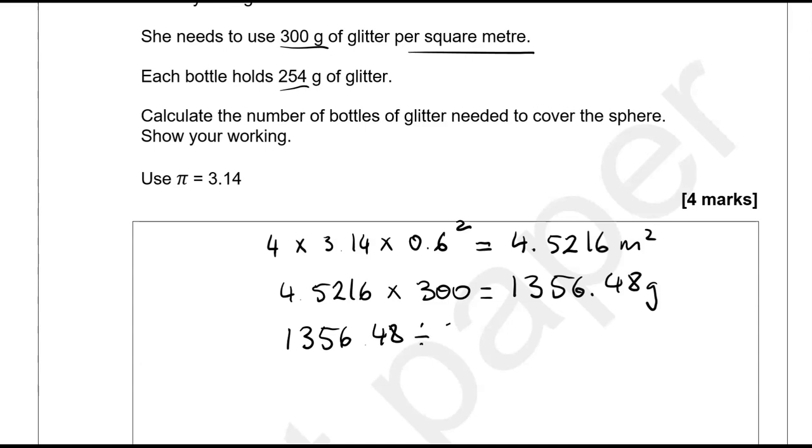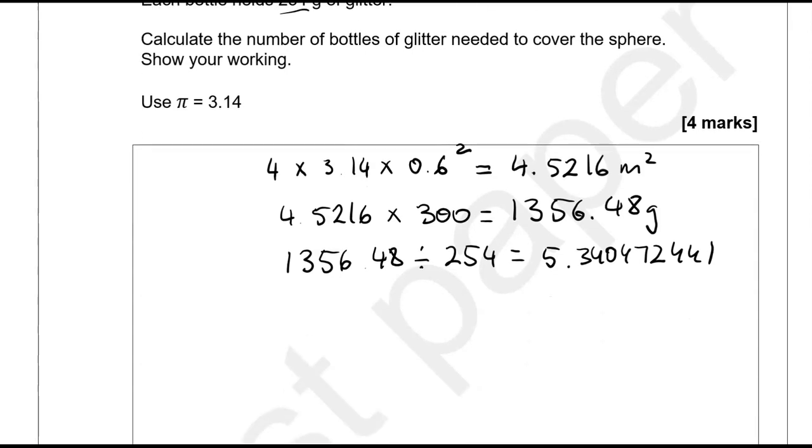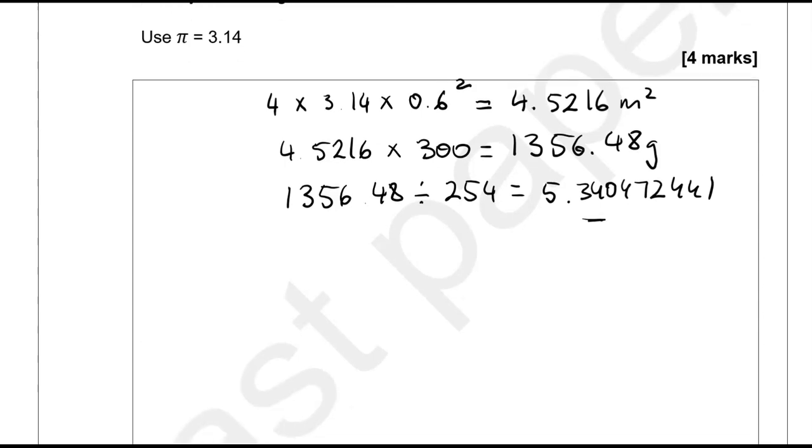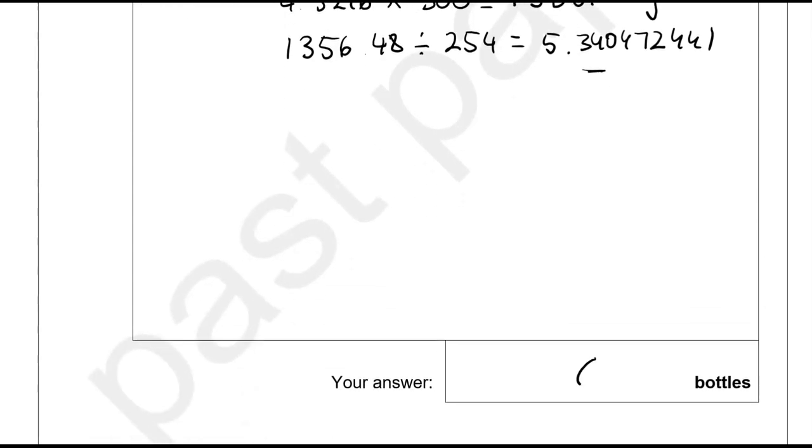1356.48 by 254, which gives us 5.3404724441. So it's more than 5 and less than 6. But we can't just go and round down to 5 because we'd need some extra glitter and nobody's going to give it to us if we don't buy it. So we're going to say 6 bottles in total.